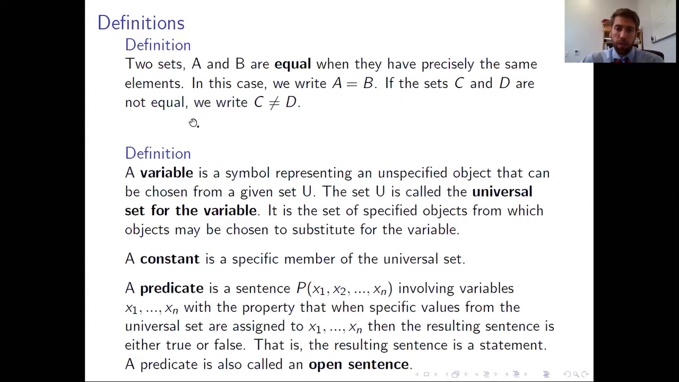A variable is a symbol representing an unspecified object that can be chosen from a given set U, which is called the universal set for the variable. A constant is a specific member of the universal set. Our book uses the word predicate for a sentence where you have undetermined variables, but open sentence is actually what most people use now. Predicate is still in fairly good use, but open sentence might be more common now. So just be aware of that. If you catch me saying open sentence, I should have said predicate, but they mean the same thing.